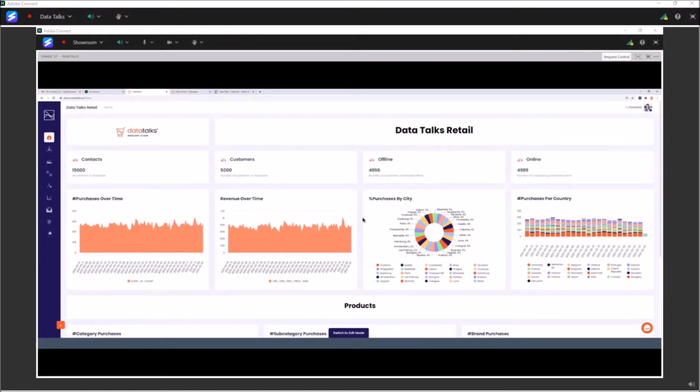So now let's look at the demo of Datatox Retail. Before we go into looking at the different features and the most important functionalities of Datatox CDP, let's talk about how Datatox can collect your data. So today we have three ways of collecting your data. That is through files in an SFTP server. That's the first way.